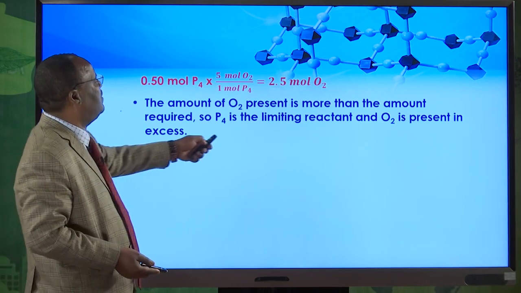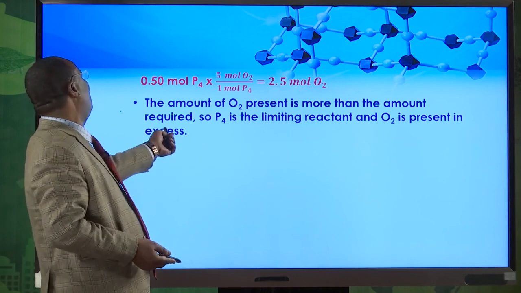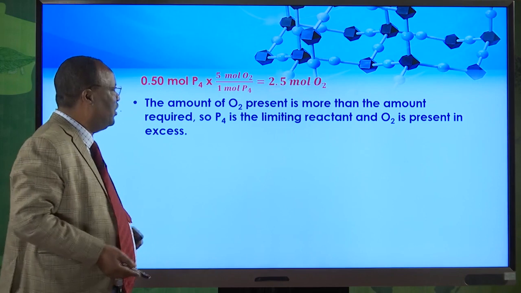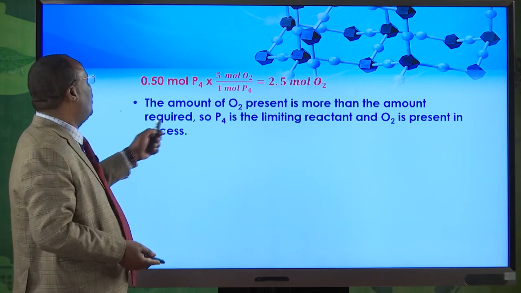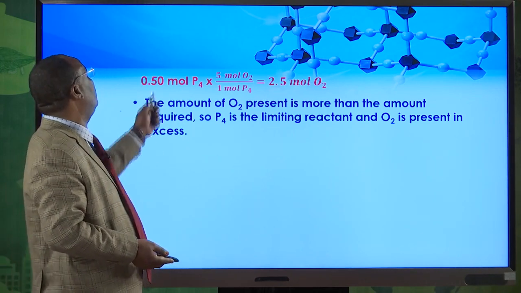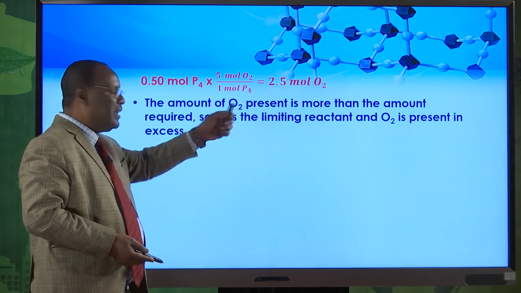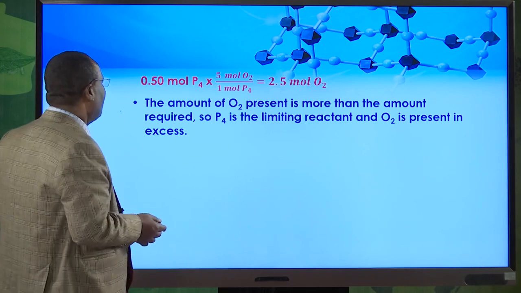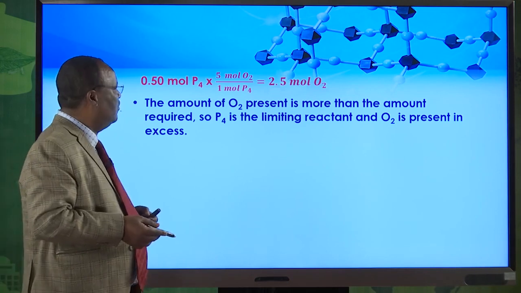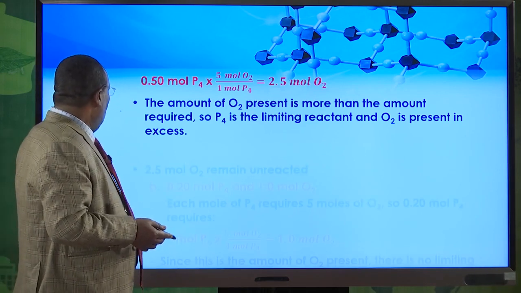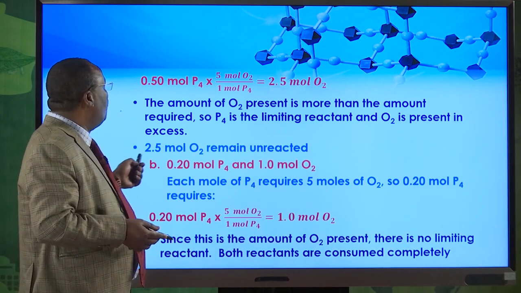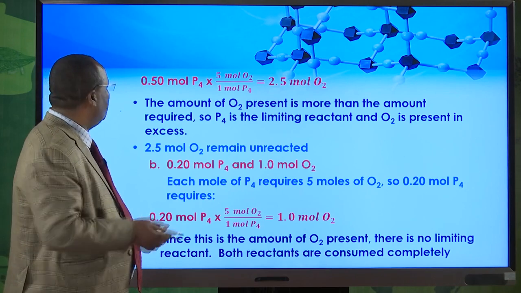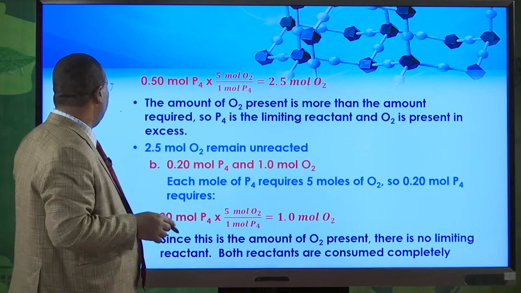The amount of oxygen present is more than the calculated amount required, 2.5 mole of oxygen. So in this case, phosphorus is the limiting reactant and oxygen is present in excess. 2.5 mole of oxygen remains unreacted because we have an excess amount of oxygen.